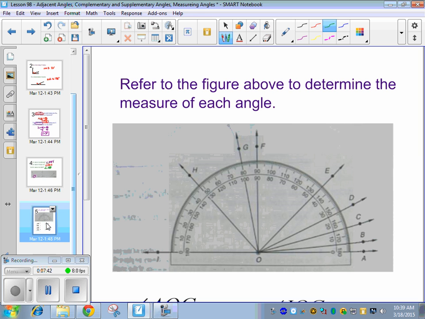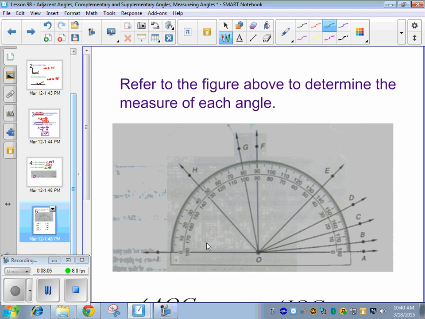Not done. Refer to the figure above to determine the measure of the angle. Man, I don't know if you guys can see this in the back. Okay, this is a protractor. It starts at 0 here on the inside and goes to 10, 20, 30, 40, 50, 60, all the way over to 180. Right, 180 because that's a straight line. So up at the middle is 90.